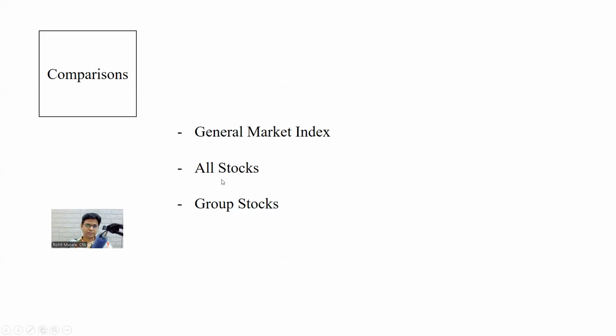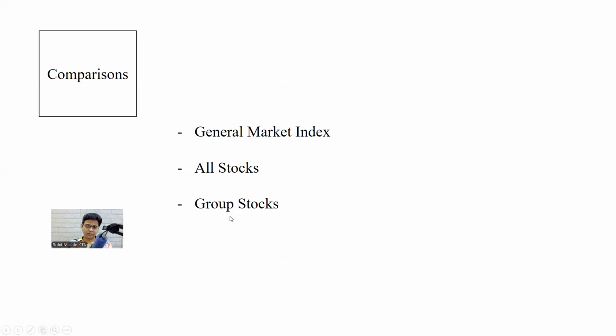The second comparison is all stocks. So there are 5,000 stocks in the Indian market, for example. So I will compare my stock with all the remaining 4,999 stocks and see how is my stock doing compared to the entire stock market. So let's say my stock has performed better than 89% of all the stocks in the stock market in the past 1 year. That's a sign of strength, right? So there I get an understanding of whether my stock is strong or not.